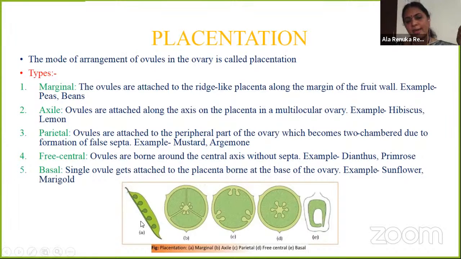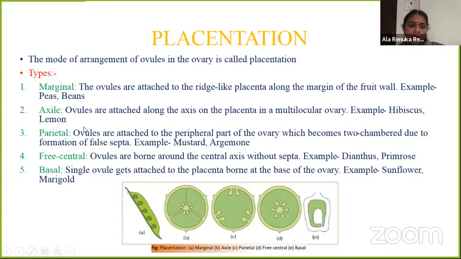Axial placentation. The axis is at the center. The ovules get arranged around the axis in a multilocular ovary. What is multilocular? Each part in the ovary is called a locule. How many are there here? There are 3. It may be 3, it may be 4, it may be 10, it may be more also. So in a multilocular ovary, where are the ovules getting attached? Around the center, the axis. As they are arranged around the axis, it forms axial placentation.